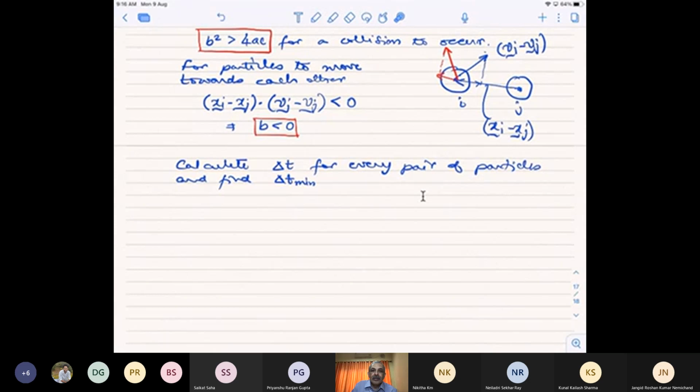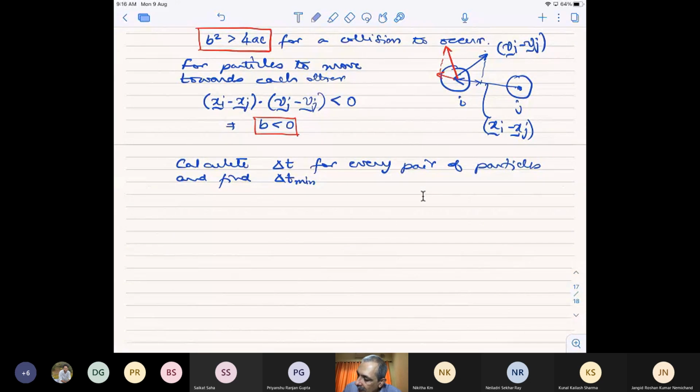Okay, so when we do the next step, step 2 is to move all particles until the next collision.